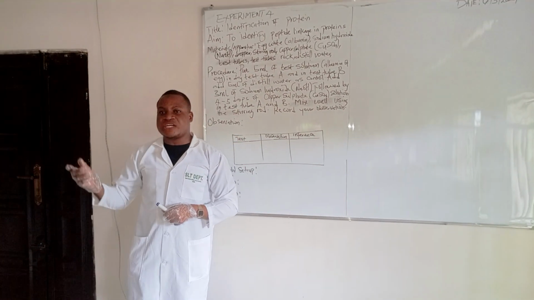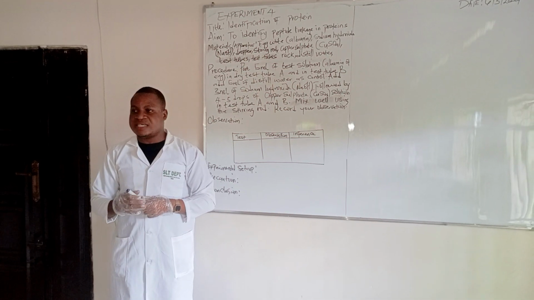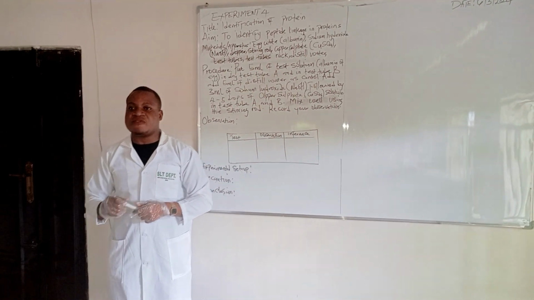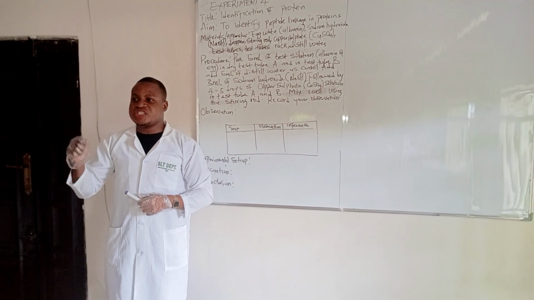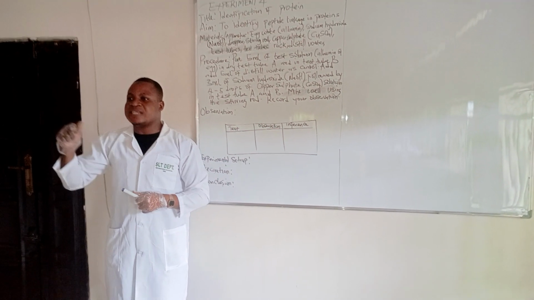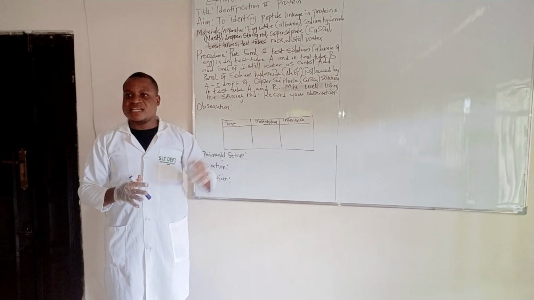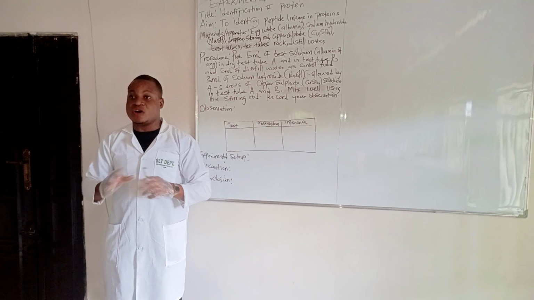Now, in the Millon's reactions, when protein is heated with Millon's reagents, a brick red solution is formed. The brick red coloration formed inside the solution tells you that the solution has a protein linkage in it. But in this case, it's going to be a different reaction, a different observation all through.